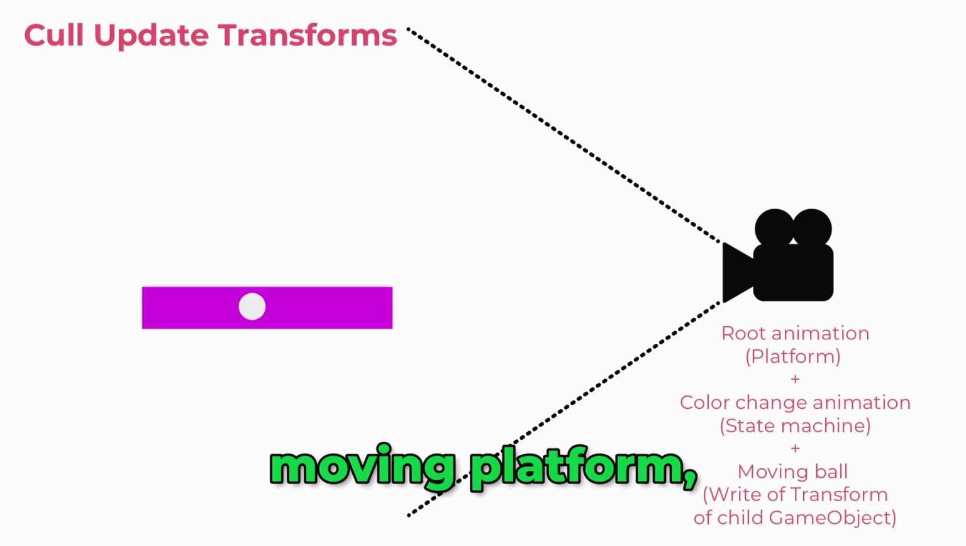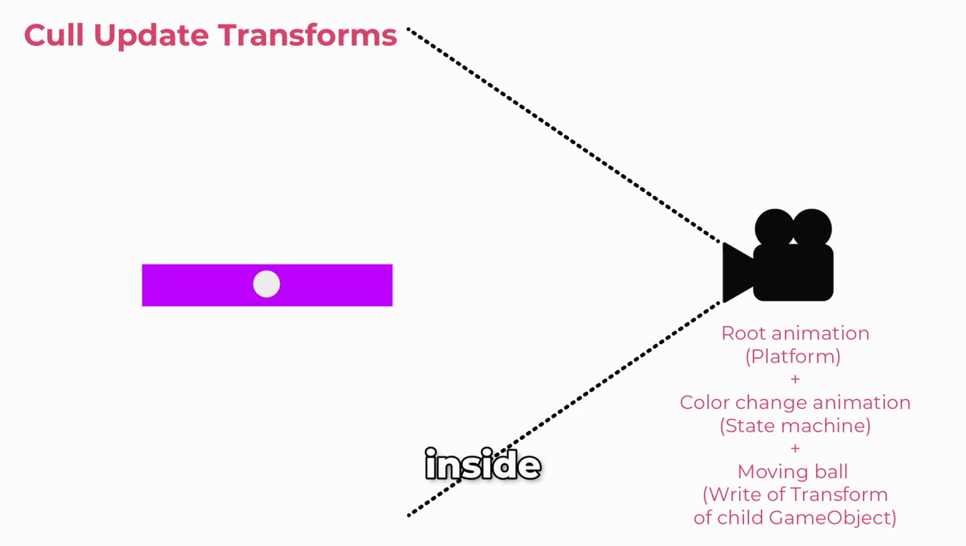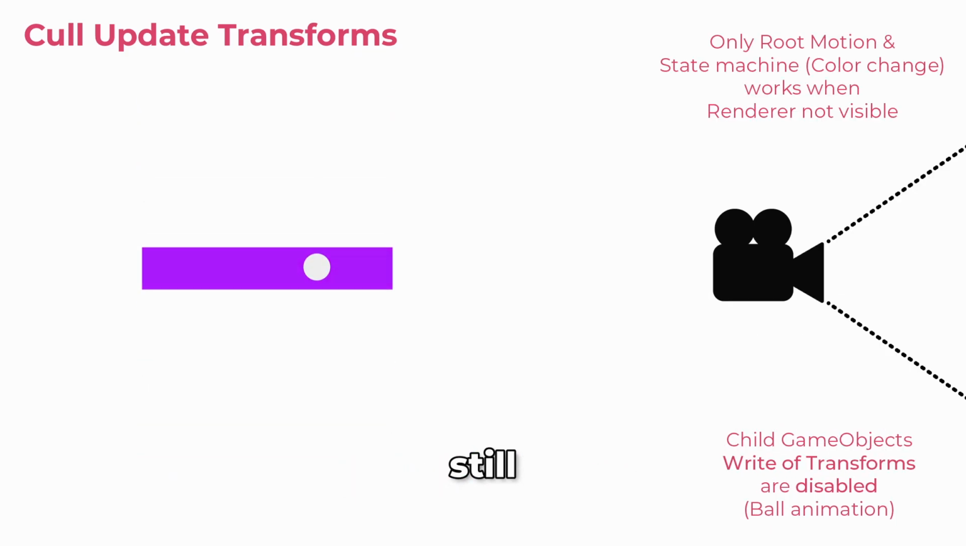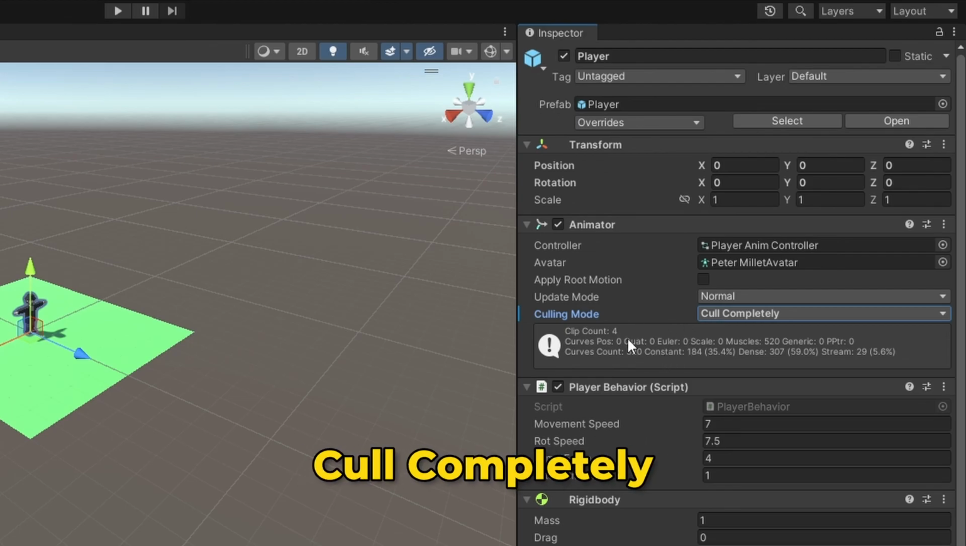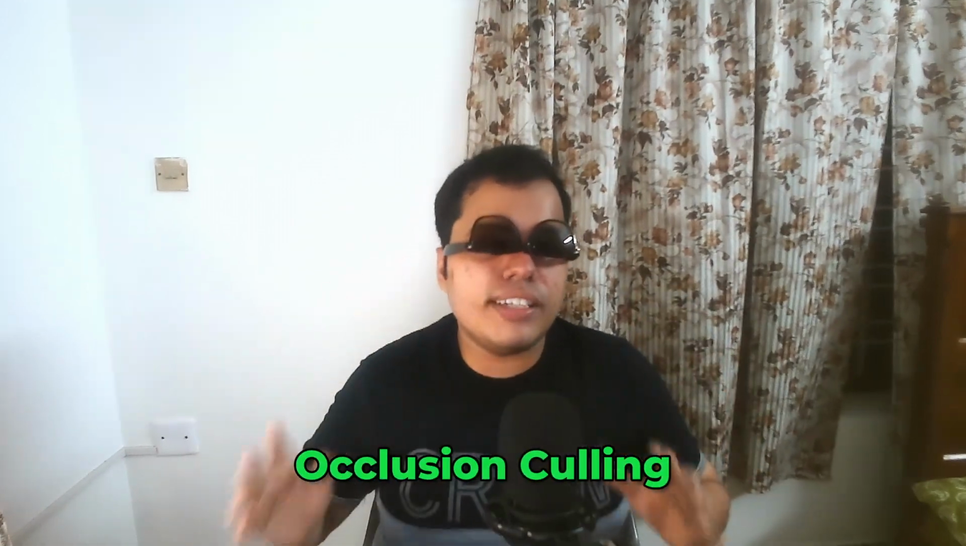Useful for things like a moving platform controlled by an animation with child animations inside them. When the renderer is not visible, root motion still works. Cull completely means the animation is completely disabled when the renderers are not visible. This doesn't stop rendering, only the animations. The former is called occlusion culling.